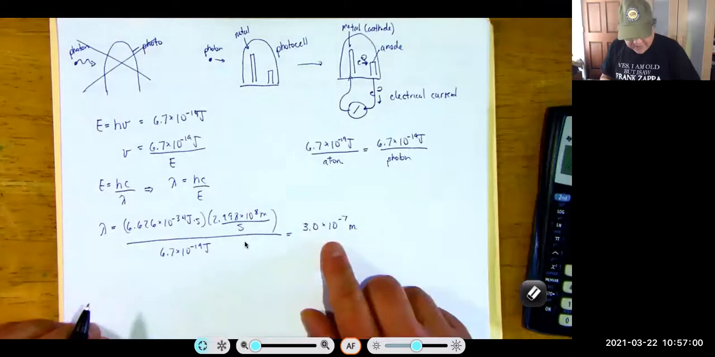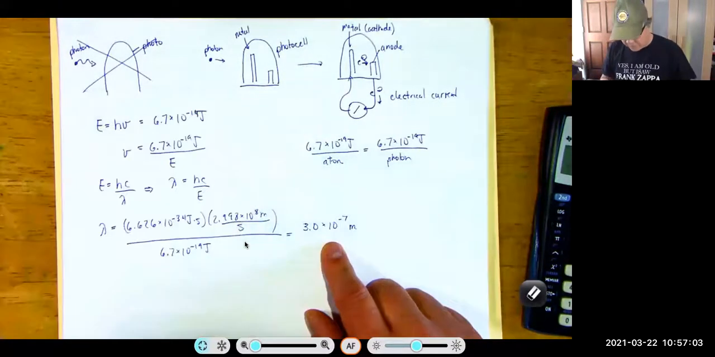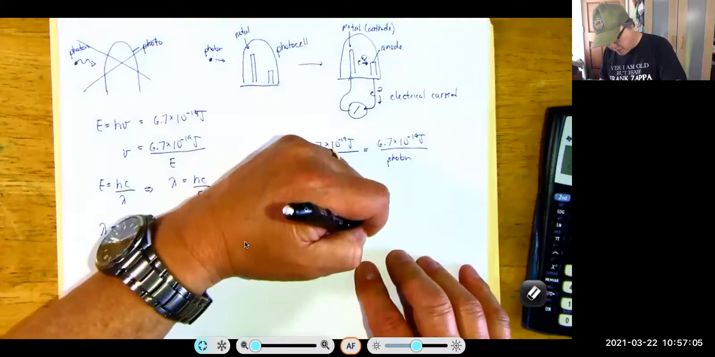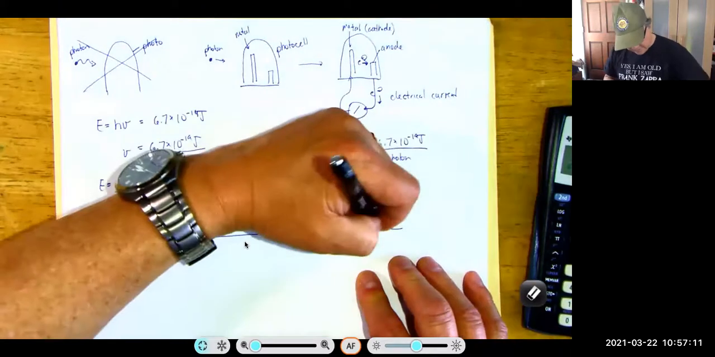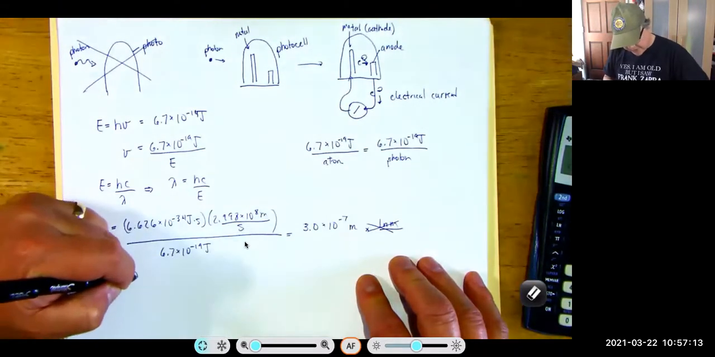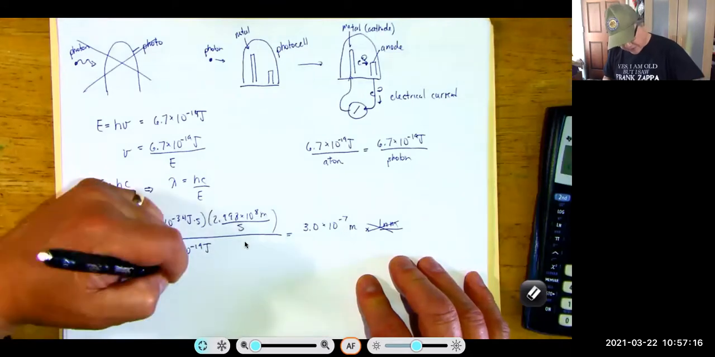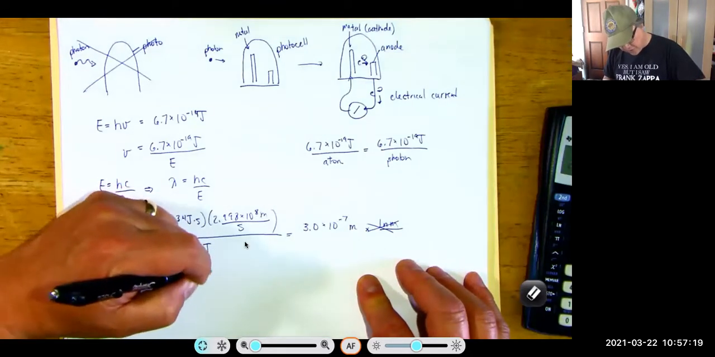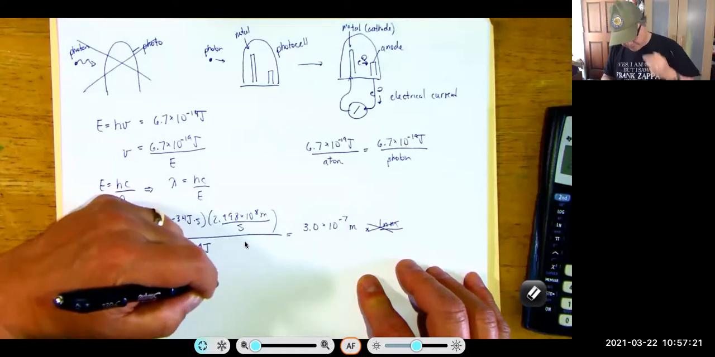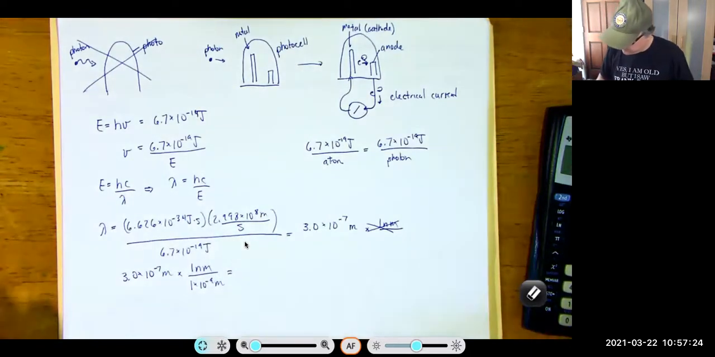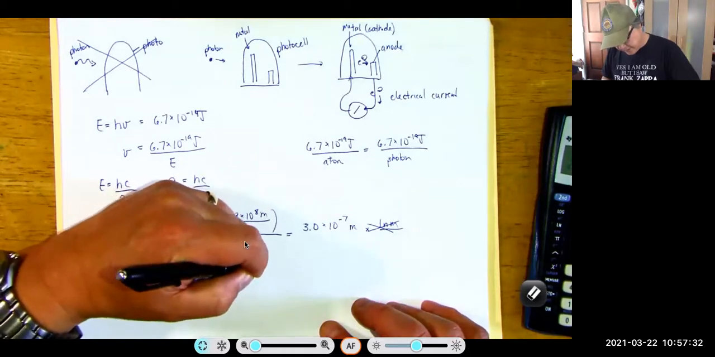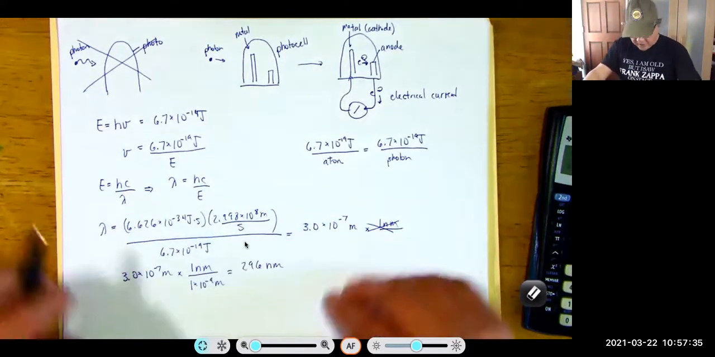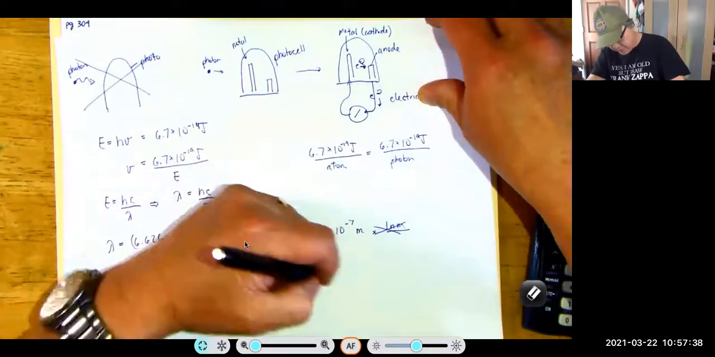Now, we need nanometers because we're going to compare this to 540 nanometers. So I'm going to multiply by 1 nanometer. Actually, I'm going to take this and rewrite it. I'm going to put 3.0 times 10 to the minus 7 meters times 1 nanometer over 1 times 10 to the minus 9 meters. And I get 296 nanometers. So how do I use this answer compared to 540 nanometers?